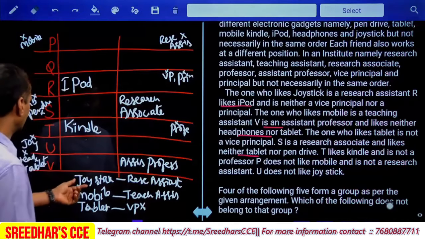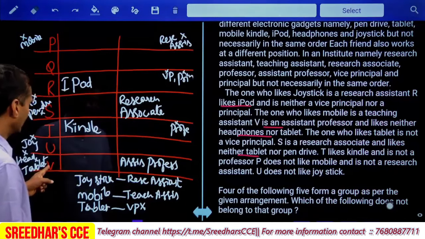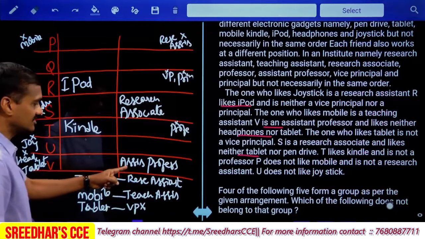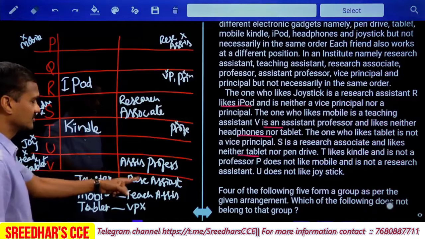Let us start with joystick. Joystick cannot be here. Why? Because if this person likes joystick, then that person must be research assistant, isn't it?